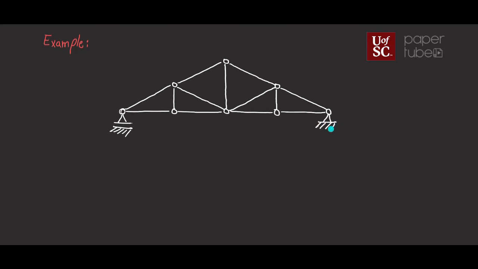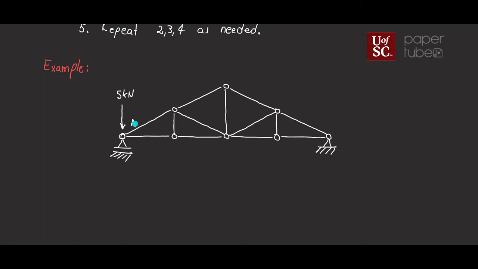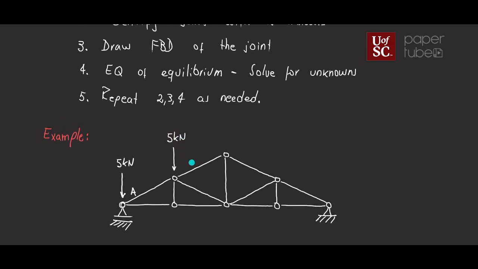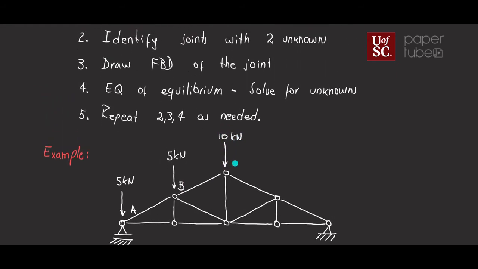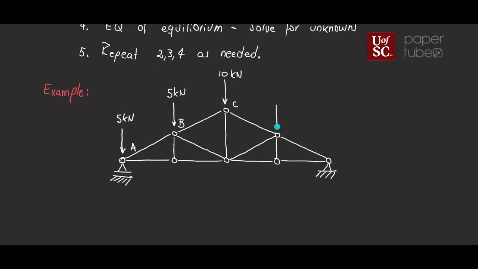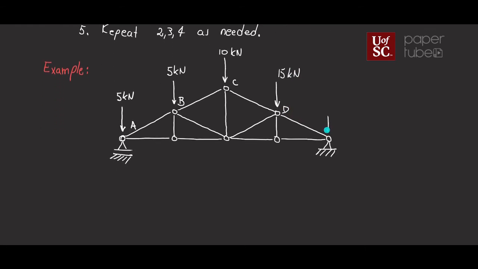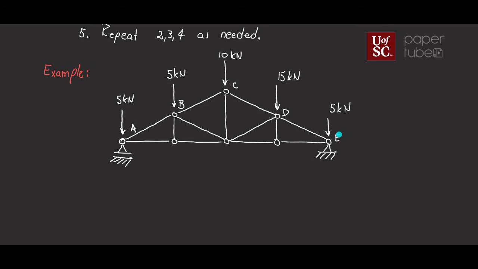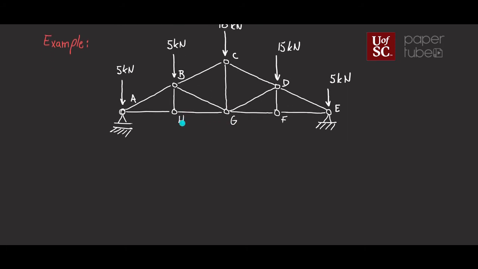and we have a force that is 5 kilonewtons in this node. That's A, 5 kilonewtons at this node, and that is B, 10 kilonewtons on top, that is C, 15 kilonewtons at D, and 5 kilonewtons at E. And we have, this is F, G, and H.